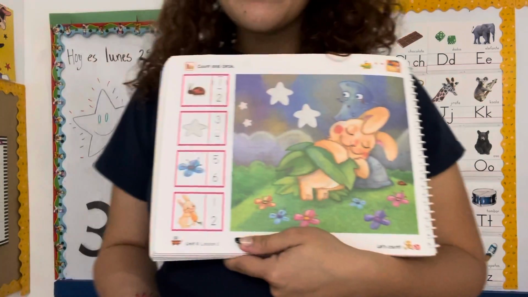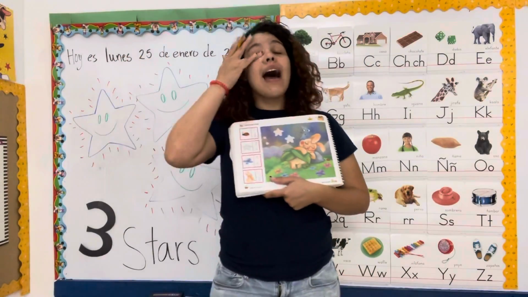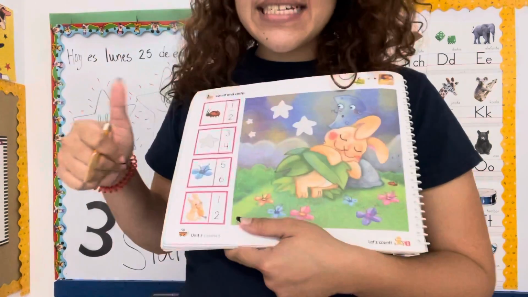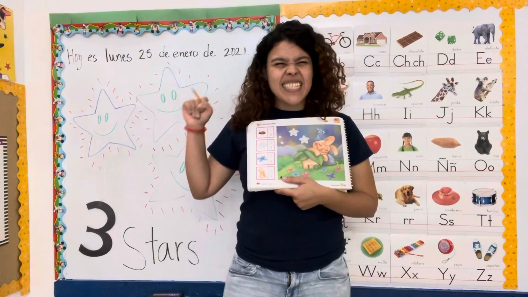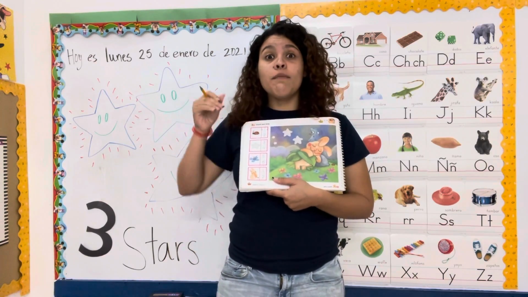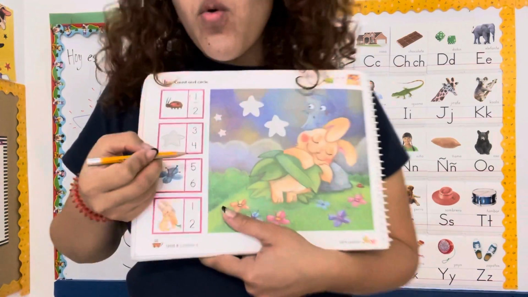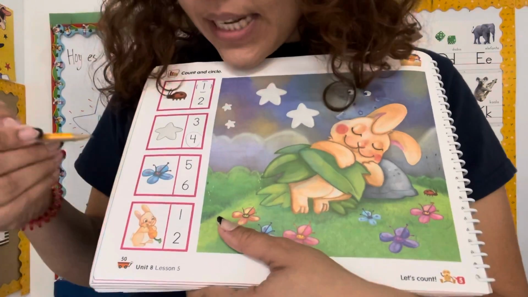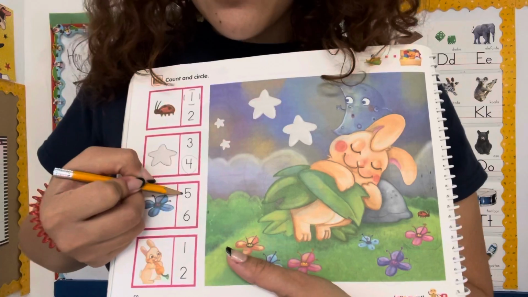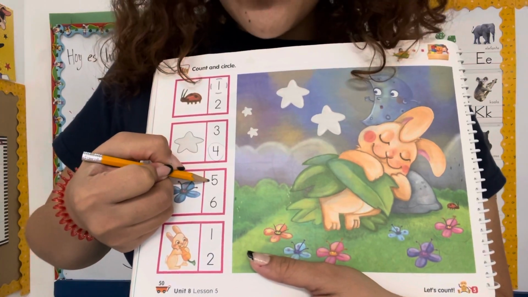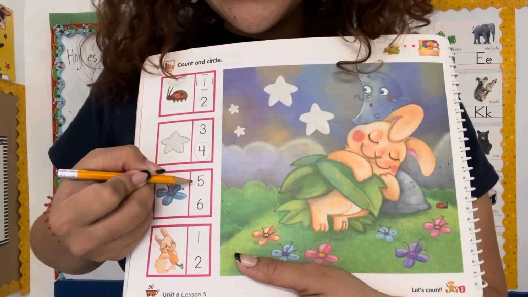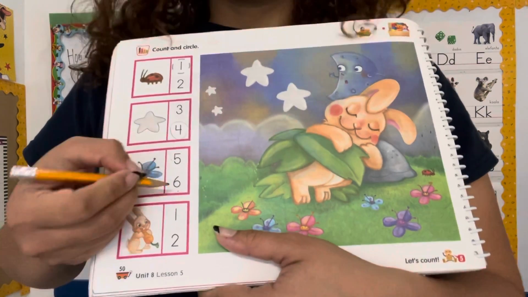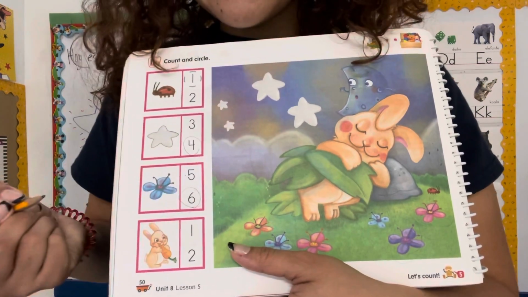Now, let's see how many flowers there are. 1, 2, 3, 4, 5, 6. ¿Cuántas flores hay? How many flowers? 6. Repite conmigo, 6. ¿Y cómo decimos 6 en español? Decimos seis. Vamos a ver cuál de estos dos números es el número 6. Which one of these numbers is number 6? Is this number 6? ¿Este es el número 6? No, este es el número 5. This is number 5. Is this number 6? ¿Este es el número 6? Yes, so let's circle number 6.